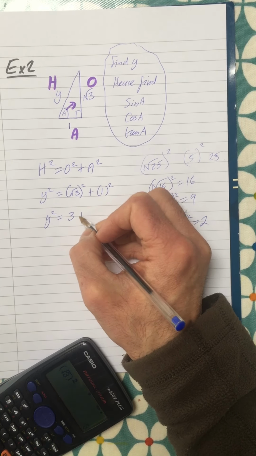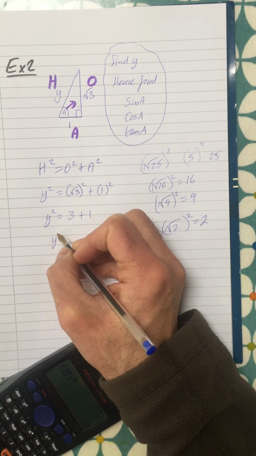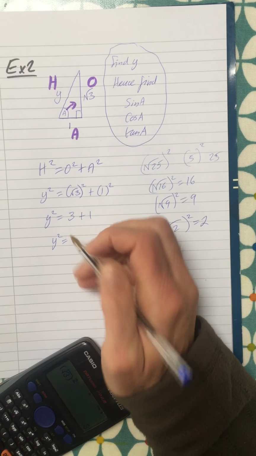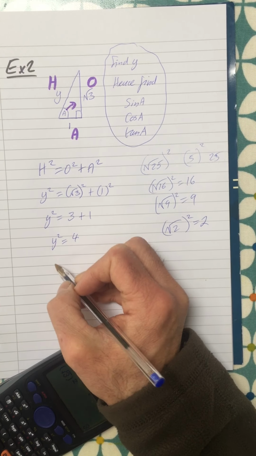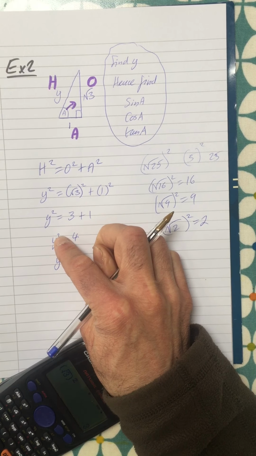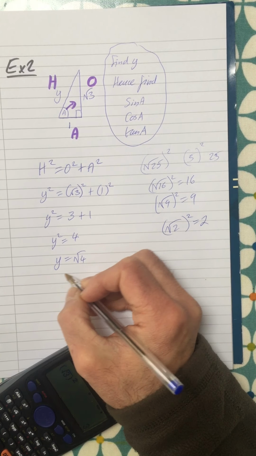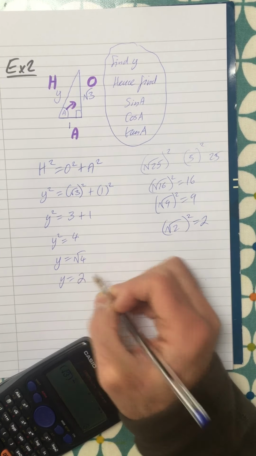Now 1 squared is 1. So now we get y squared equals 3 plus 1, which is 4. And then I want to get y. So how do I get rid of a square? Well, I get the square root. And the square root of 4 is 2. So I've got my first answer. I've just figured out that y is 2. And I can update my picture. So this is a 2 here.